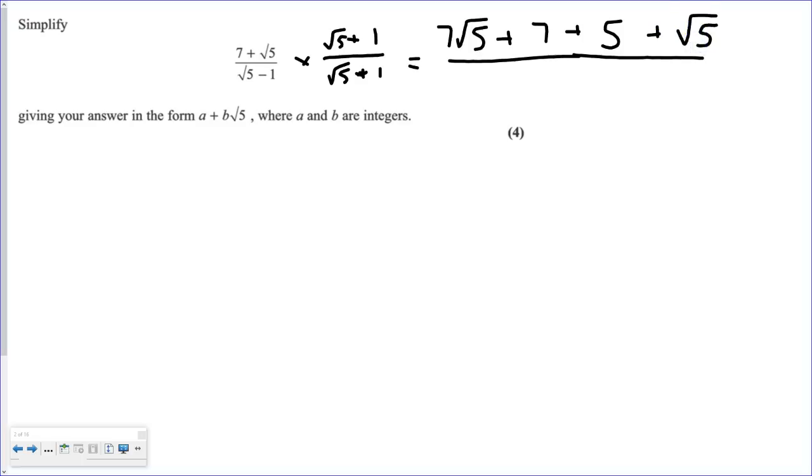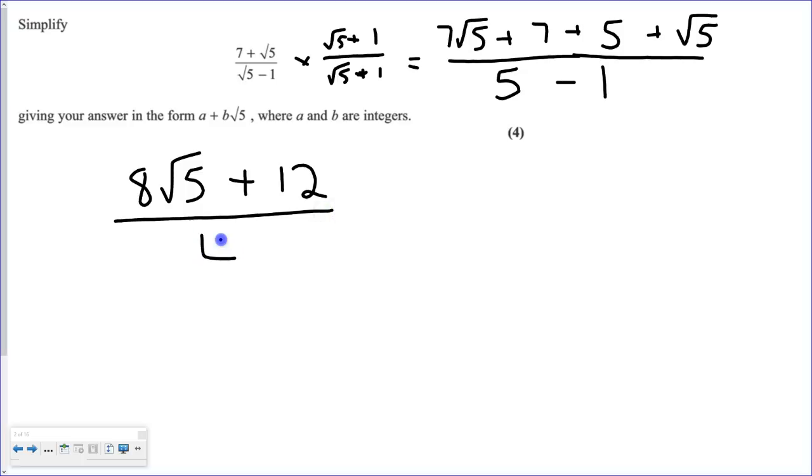On the bottom, we've got root 5 times root 5, which is just 5. The minus 1 times the root 5 and the positive 1 times root 5 will just cancel out. That's the reason why we're timesing it by root 5 plus 1. It's because we want to get rid of those surds. Finally, I've just got minus 1 plus 1 to times together, which is obviously just minus 1. So then collecting all the terms on the top together, I'll have 8 root 5 plus 12. On the bottom, I've just got 4. This is the majority of your marks right here if you've got this far with this question.